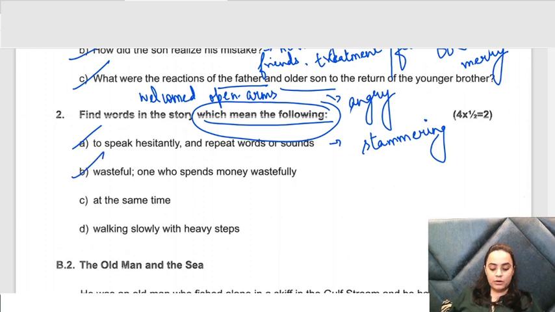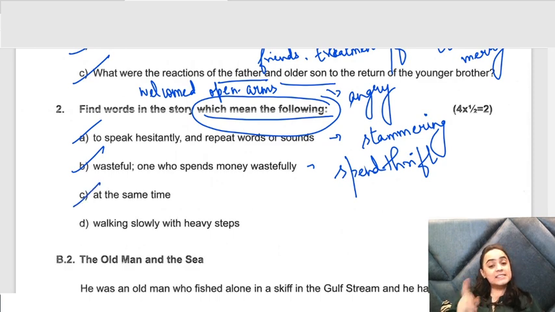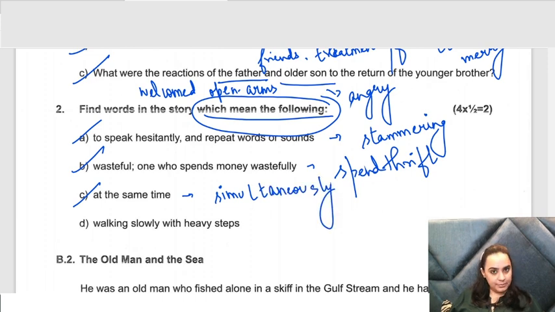The second word, wasteful, or one who spends money wastefully, is known as a spendthrift, as I told you. At the same time, again, this is something I have told when I was reading the passage for you: simultaneous, something which takes place at the same time. And walking slowly with a lot of difficulty is hobbling, again from the passage.